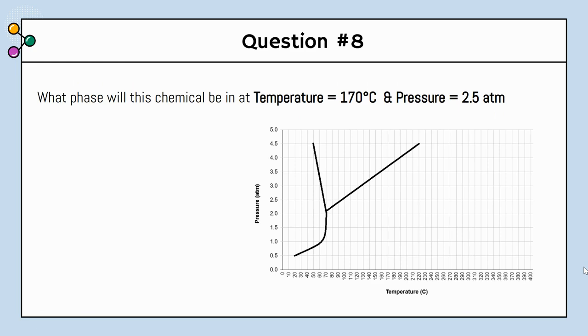One more of these questions. What phase will this chemical be in at a temperature of 170 degrees Celsius and a pressure of 2.5 atmospheres? If we head over to 170 Celsius and 2.5 atmospheres, and I'll label my diagram with solid, liquid, and gas, we can see that these two temperature and pressures intersect right there in the gas phase.